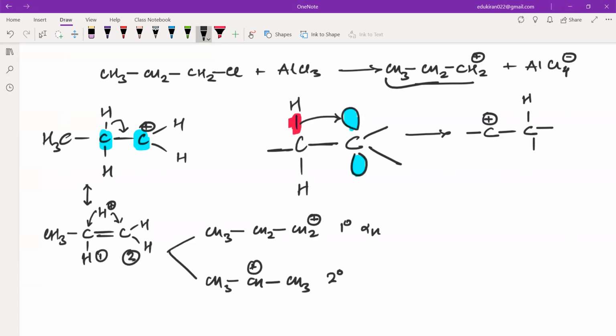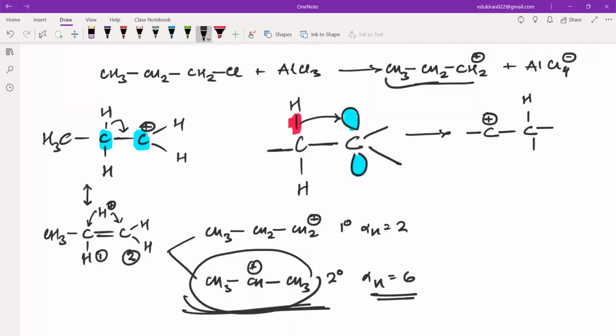Here I have how many alpha hydrogen? 2. Here I have how many alpha hydrogen? 6. So obviously this is more stable. So after one hyperconjugation, we mostly get this product, that is the 2 degree carbocation. Is this understood? Yes or no? Please tell me. Yes, sir. So the main thing is that you have to understand what happens.